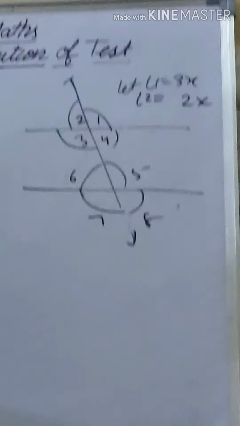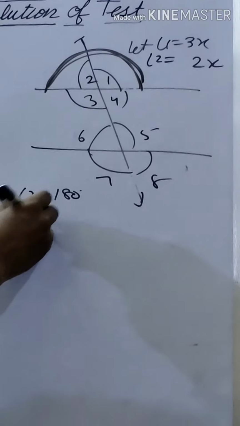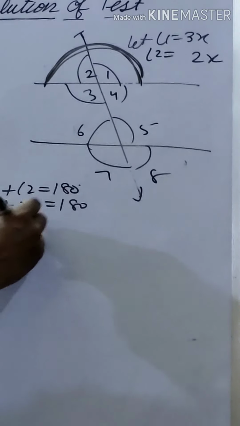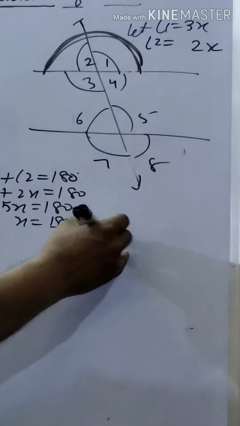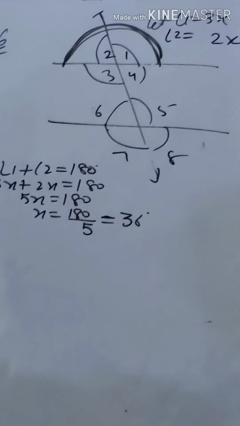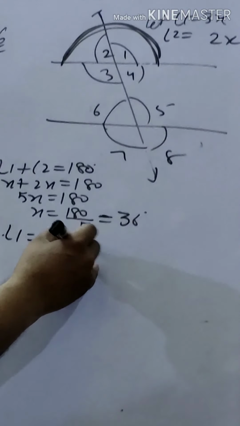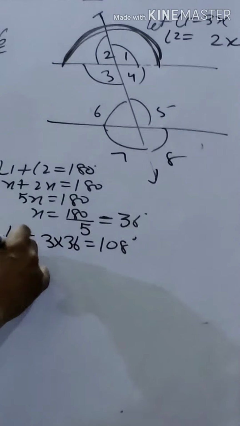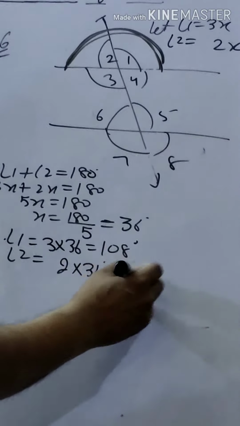Now you see this line, by the linear pair axiom, angle 1 plus angle 2 is equal to 180 degrees. So 3x plus 2x is equal to 180, so 5x is equal to 180, x is equal to 180 by 5, that is 36 degrees. So angle 1 is equal to 3x, 3 into 36, 108 degrees. Angle 2 is equal to 2 into 36, that is 72 degrees.